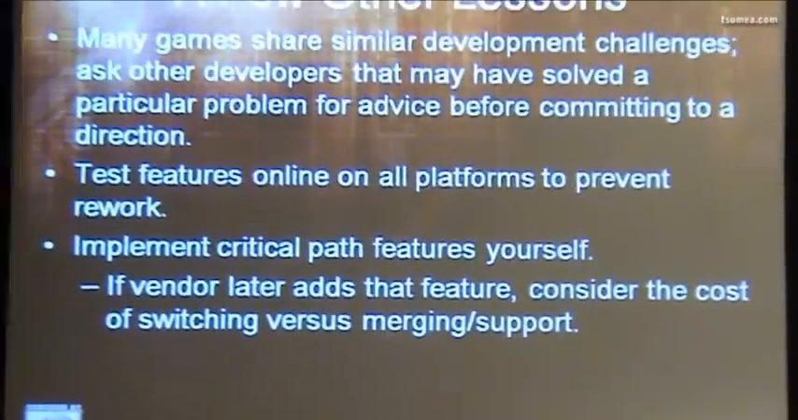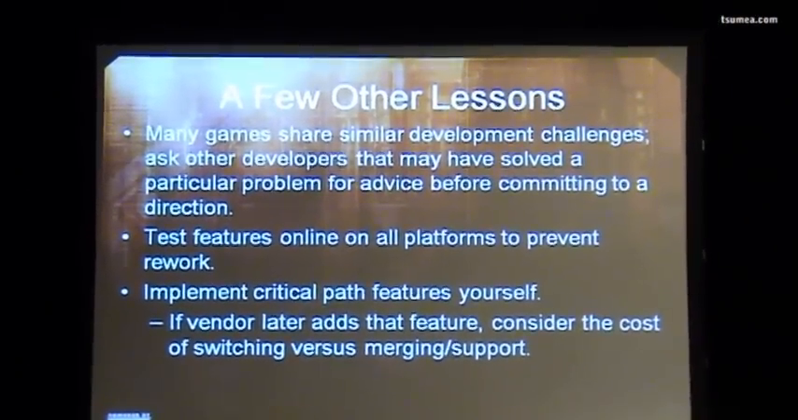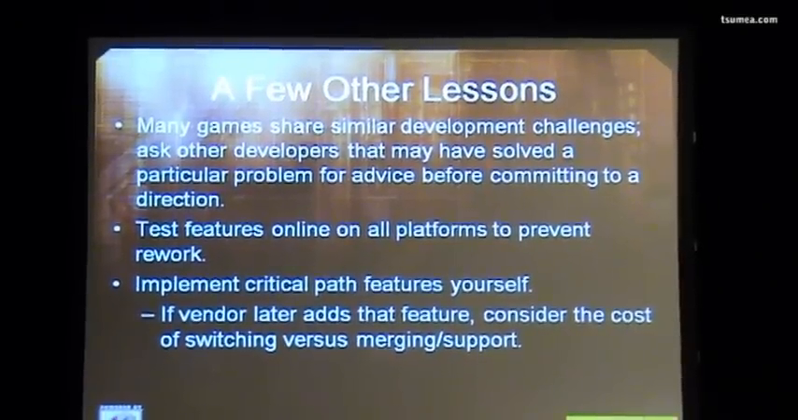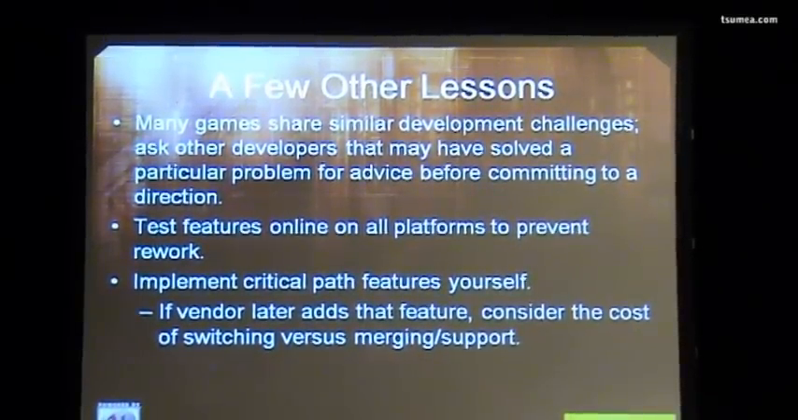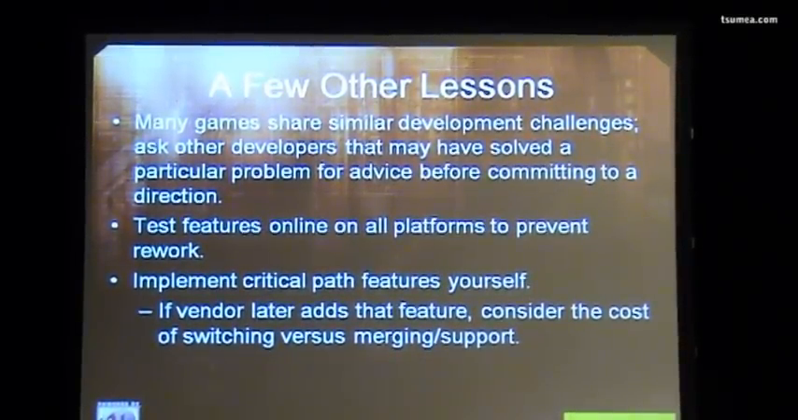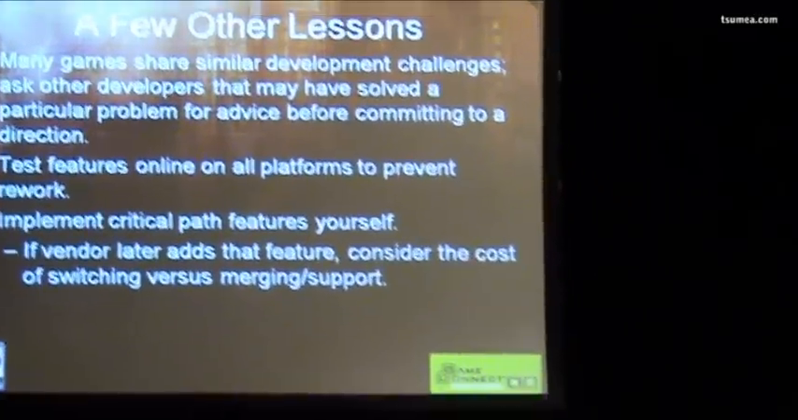Implement critical path features yourself. It's really important. If at any point in time you're looking at a middleware vendor's roadmap and they say, I don't know, you need function X, and on their roadmap function X is out here, but if it's absolutely critical path to your software, develop it yourself. Don't rely on that it'll come out in time. We all develop software, and we all understand that everything always slips. That's just the way it is.